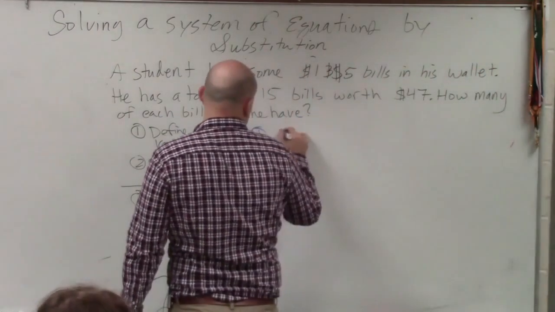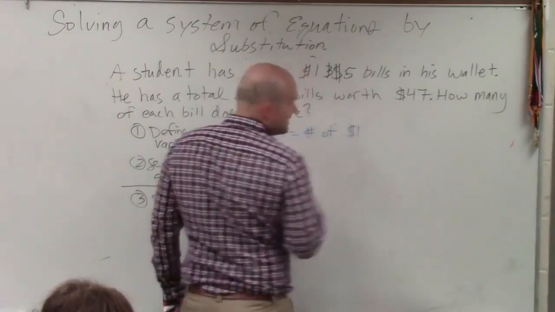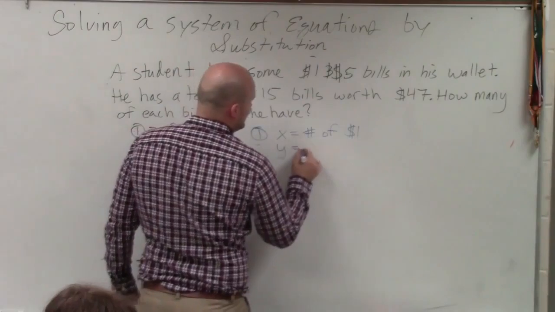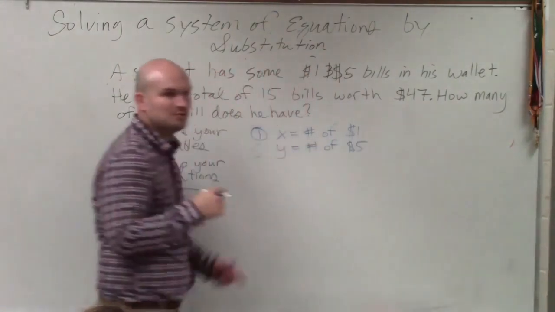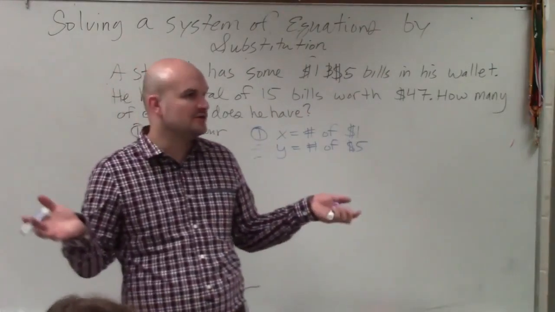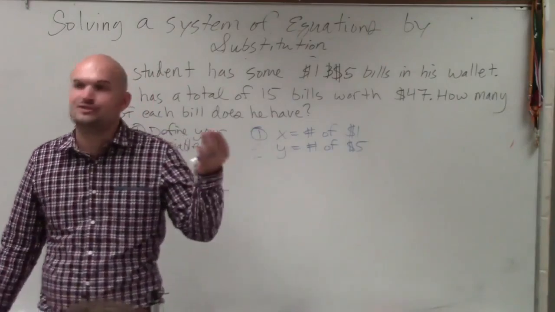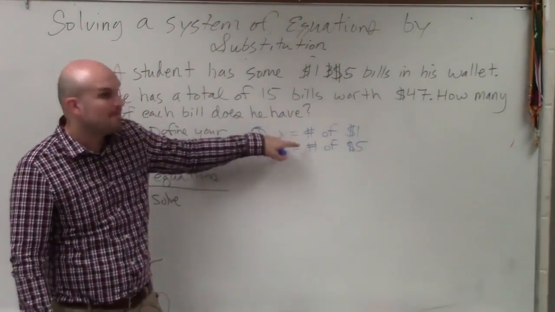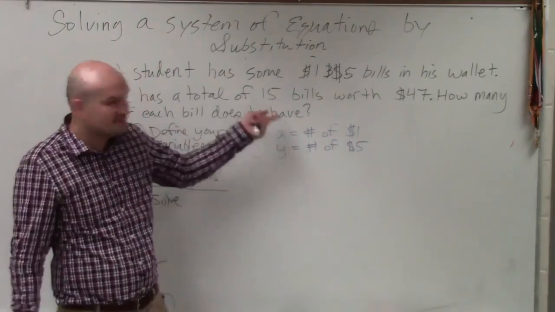So I'm just going to say x equals the number of $1 bills, and y equals the number of $5 bills. You could have switched the x and y's. That's perfectly fine. You could use m and n. You could use a and g. Whatever. Doesn't matter what variables you use, as long as you understand they represent how many. So once we find that number, it's going to tell us how many of each.